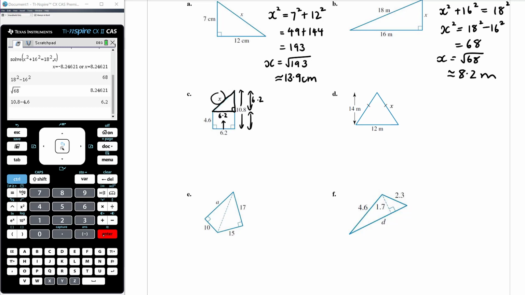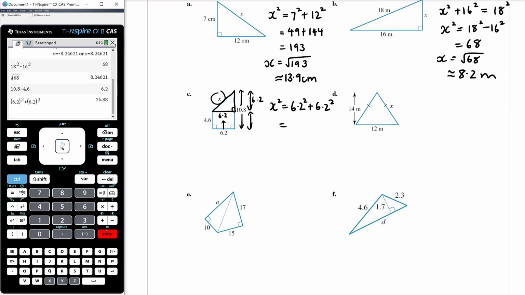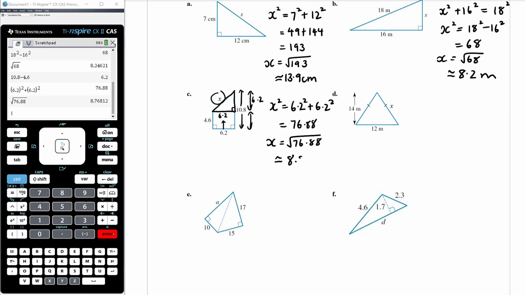In terms of setting up my Pythagoras theorem, x squared is going to be the other two sides, each squared and added together. Alright, so let me work out what 6.2 squared plus 6.2 squared is. That is 76.88. And now I can take the square root of that to solve for x. And the square root of 76.88, control enter to get a decimal, is, to one decimal place, 8.8. I don't have any units on this one, so just 8.8.